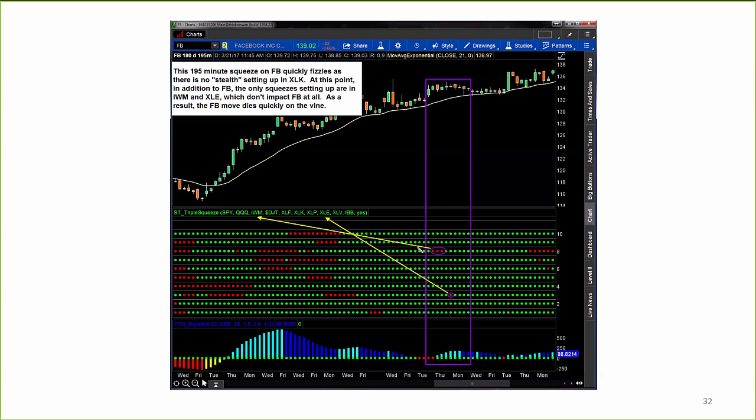Here's Facebook in a squeeze. Is anything else in a squeeze? S&Ps, no. Qs, no. IWM, yeah, but IWM and Facebook don't really play together. And then there's energy. Is there anything in the Qs? No. Is there anything in the S&Ps? No. Is there anything in XLK? No. Look at the Facebook squeeze. It just fizzled out. I was like, okay, now I'm getting interested here, because not only is there the potential to make money on stealth moves that were happening unbeknownst to me with a lot of power behind them, but there's also an opportunity to filter out trades that actually don't have a great chance of working.